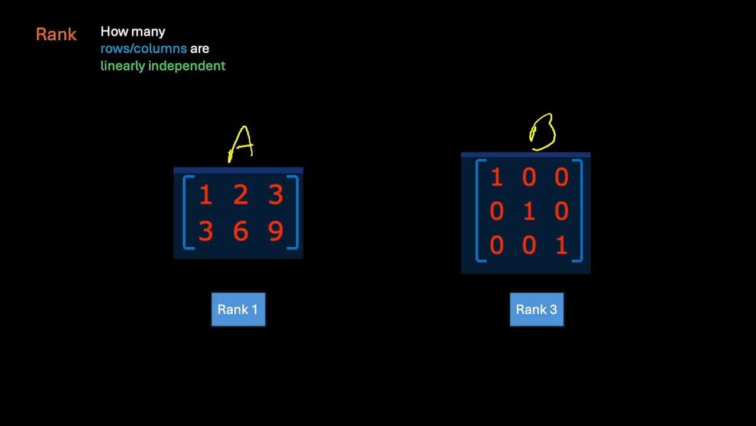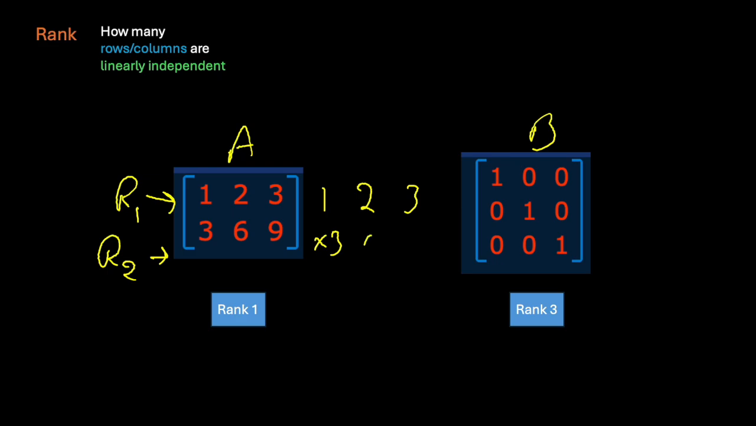If you look at matrix A, we have two rows, R1 and R2. If you look closely, R2 can be represented by R1. Let's see how. In R1 we have 1, 2 and 3. In R2, if we multiply R1 by 3, it will become 3.